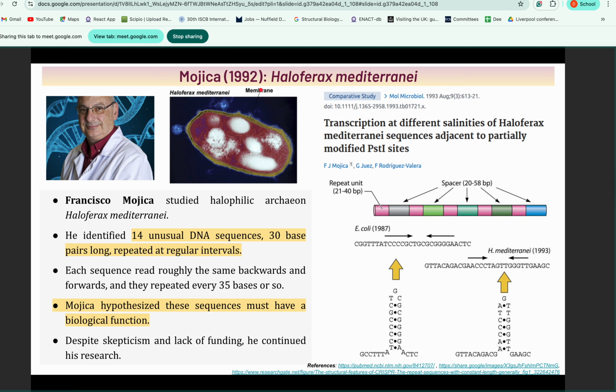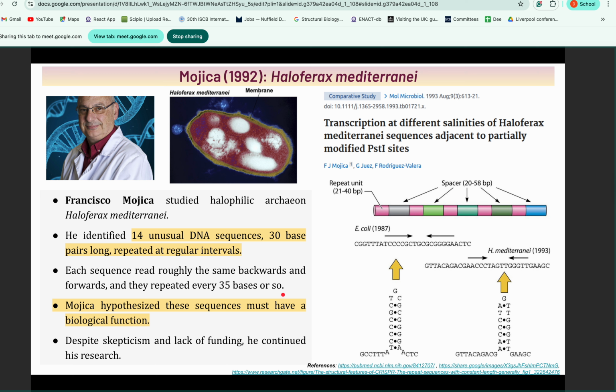Then in 1992, there was another scientist, Francisco Mojica. He was studying the halophilic archaeon Haloferax mediterranei. I hope you are aware of what an archaeon is. These are primitive organisms which survive extreme conditions. This archaeon survived in halophilic conditions, and he identified 14 unusual DNA sequences in it, 30 base pairs long, repeating at regular intervals. Each sequence read roughly the same backwards and forwards. They repeated every 35 base pairs or so.